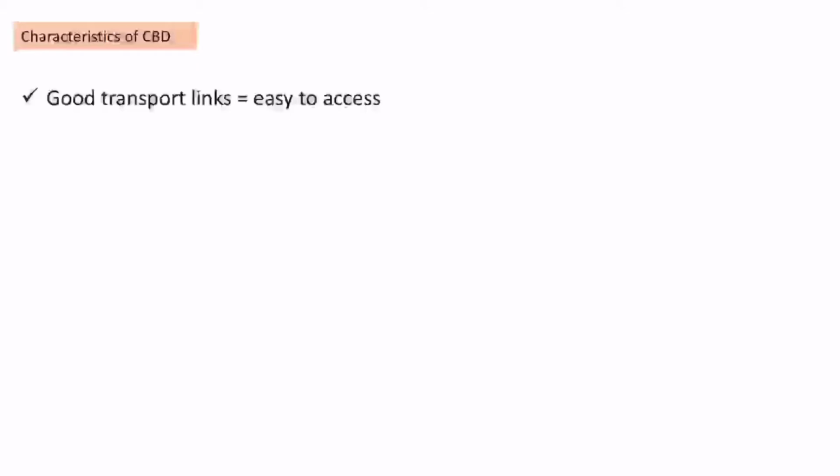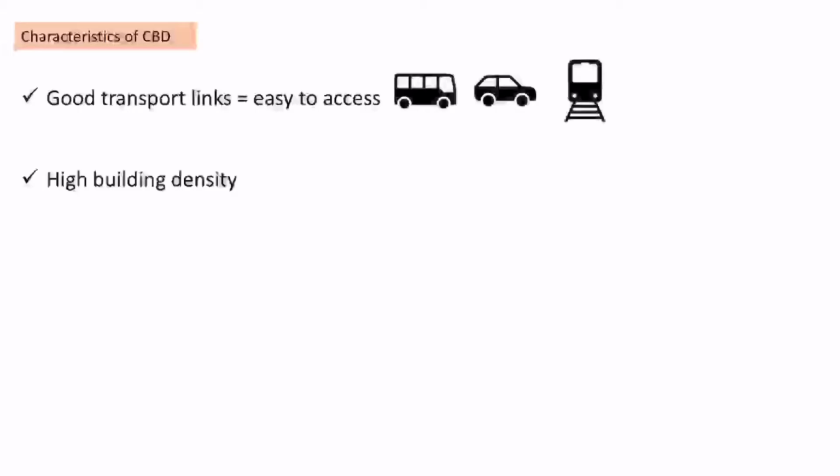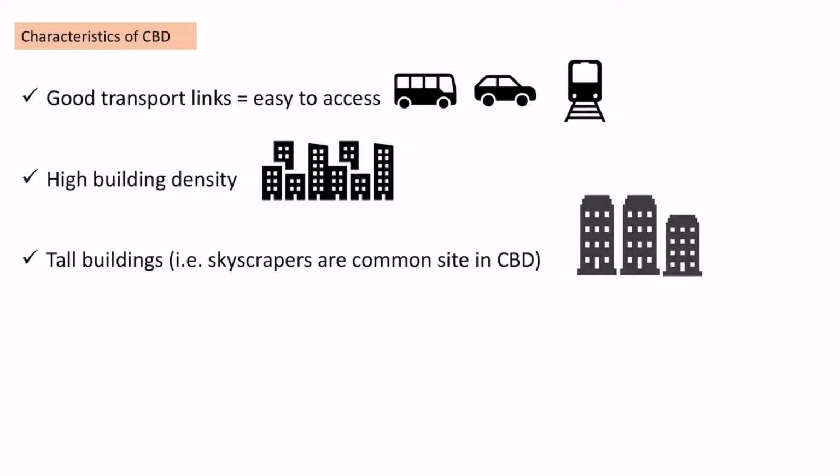It has very, very good transport links that make it easy to access, either by big A roads, sometimes good public transport, but also railway stations. And this is because this is where the city would have started, and so those roads have grown naturally, but it's a place that now is the hub of the city. It's also an area known for having high building density, so those buildings are packed in very tight together, and tall buildings.